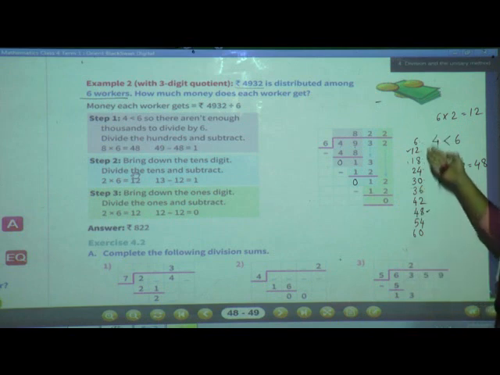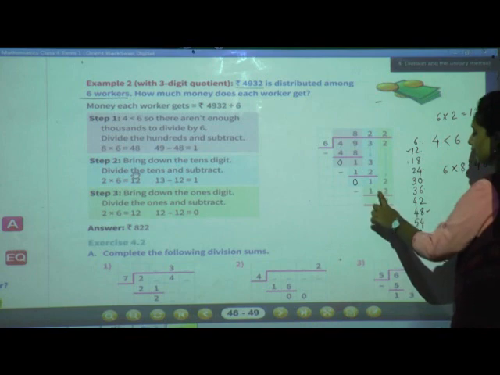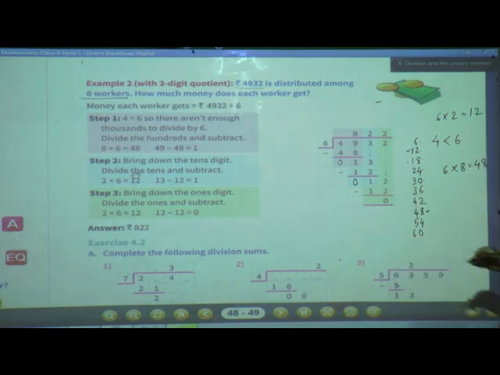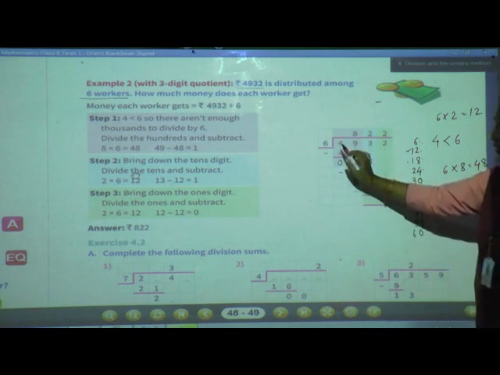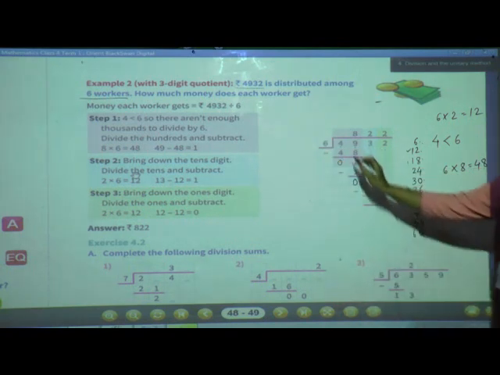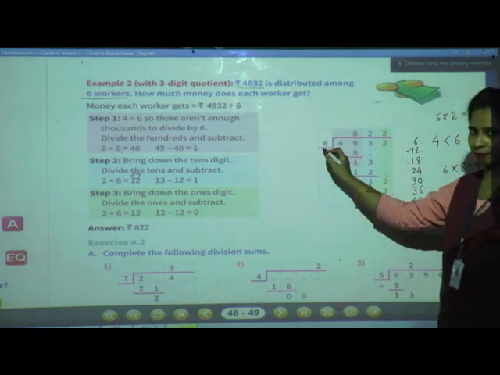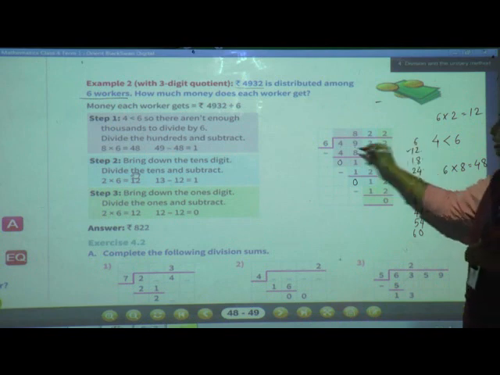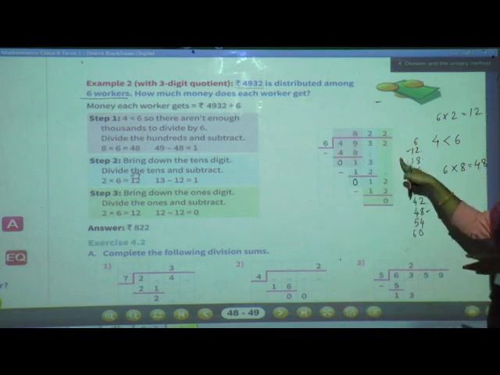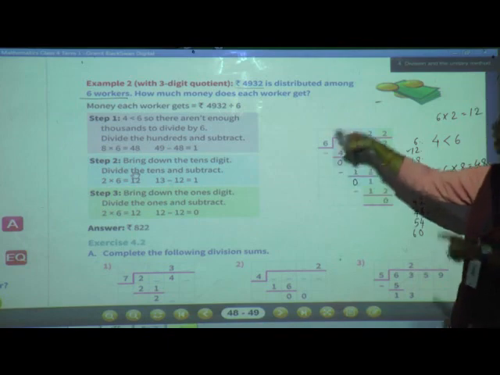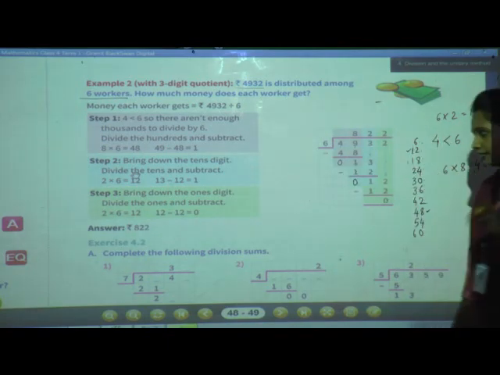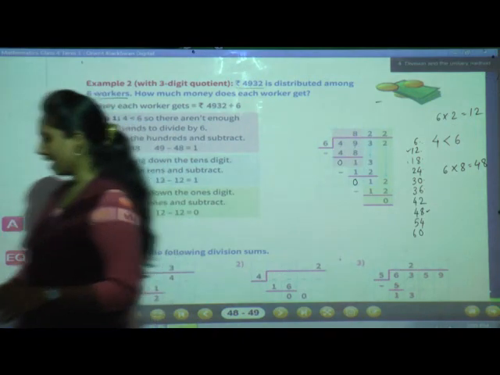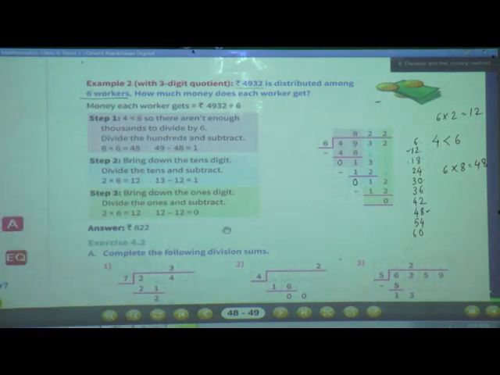Now see, is 12 there in the 6 table? Yes, it is there. 6 twos are 12. So write 6 twos are 12. Remainder 0. See what they want to tell us here: the first one we have done was a 4-digit number divided by a 1-digit number, and we got a 3-digit quotient. Now we will solve exercise 4.2.